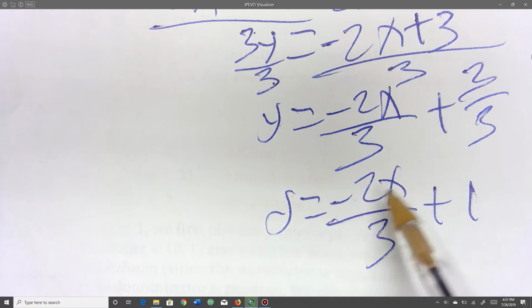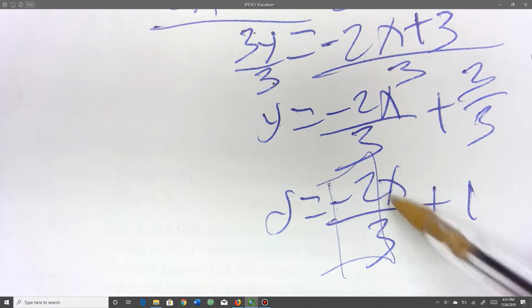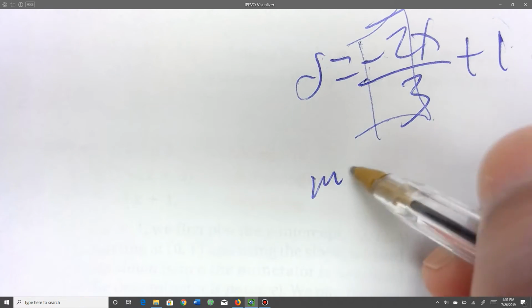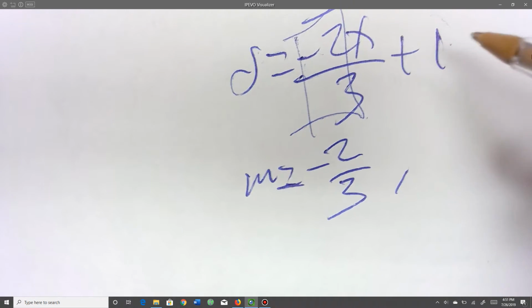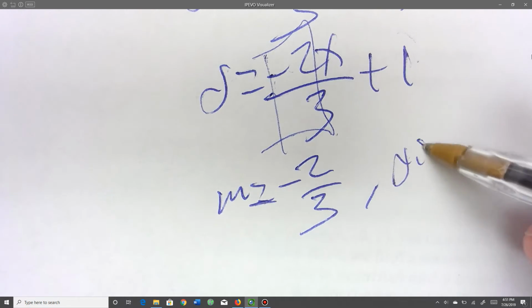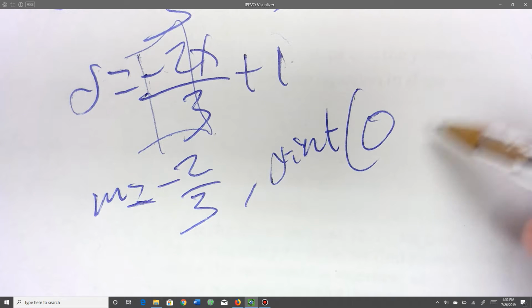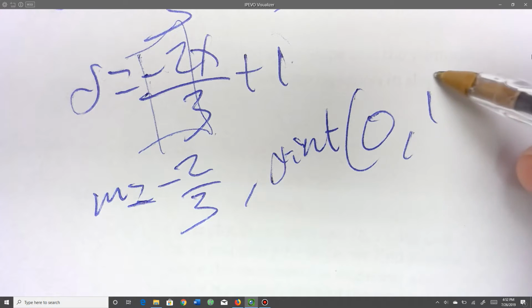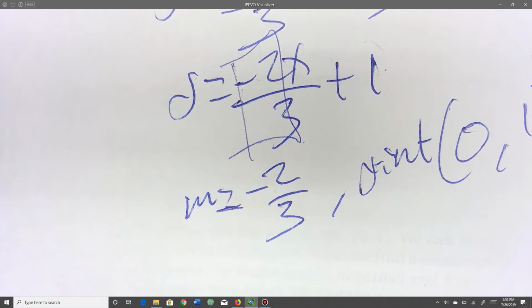So now I'm here with a slope of -2 over 3 and a y-intercept. Well, tell you what, let me write it here. -2 over 3 slope, and the y-intercept is 0 for x, and 1 for my y. So now I'm able to graph that.